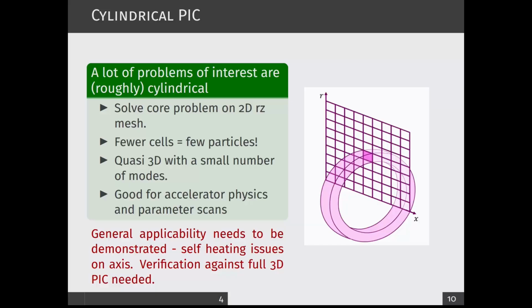Are you able to send these slides? Yeah, they're on the GitHub repo.